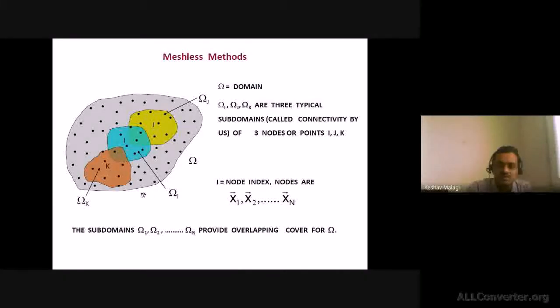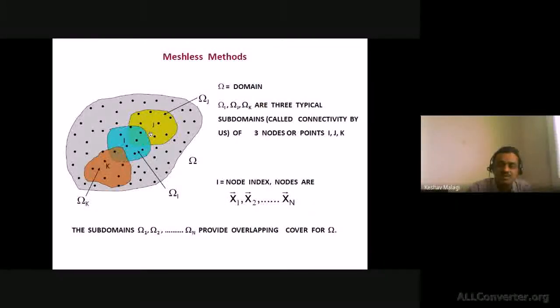If this whole blue color is the whole domain, and you want to solve the PDE at all the points that are represented by black. So sigma is the domain, and I, J, K are typical subdomains. That is, you want to solve at this point, at this point, at this point. If you want to solve at this point, this is its neighborhood. So you want to solve around this.